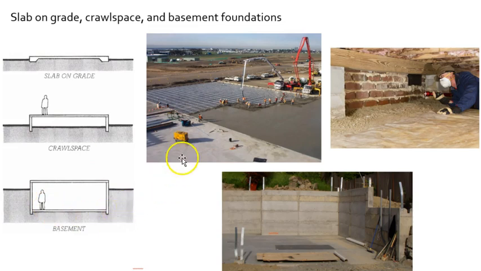And then here, some images. So here's a slab on grade, a massive one, commercial or industrial size. Here's a crawl space. So we're looking at an older building here with foundation walls made out of red brick. And here's a common residential scale basement being put in, so a habitable space down below.